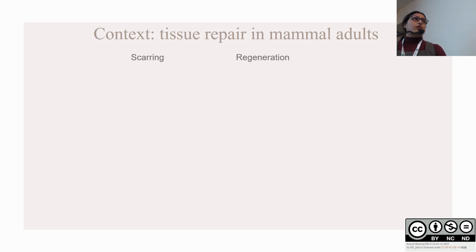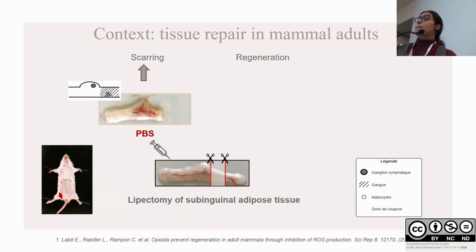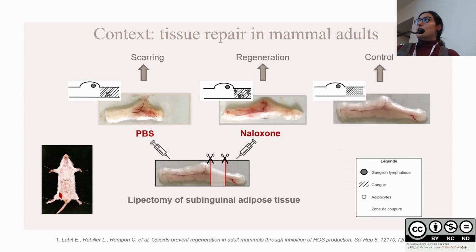So to give you a context about what our team does at Restor, we work on mammalian adult tissues. Mouse tissue mainly, on tissue repair, to understand how tissue repair happens in mammalian adults. So we take the subungual adipose tissue. Once it's removed, it's treated with naloxone. And with this treatment, we try to understand if there is scarring or regeneration. It is seen that when this tissue is treated with naloxone, there is a regenerative pattern, but when it's not treated, there is scarring.